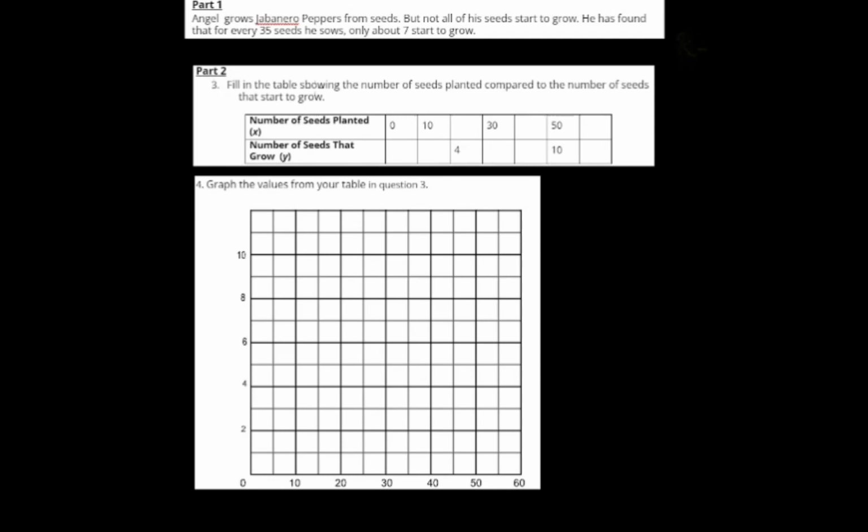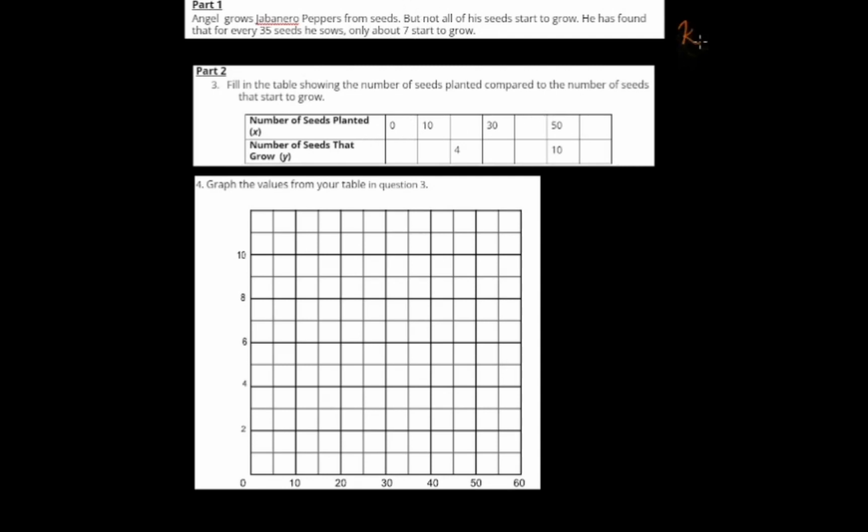Let's continue to number 3. Fill in the table showing the number of seeds planted compared to the number of seeds that start to grow. Here we see our table with the X value, number of seeds we plant, and then the corresponding number of seeds that grow. Now, to fill this out, we're going to need this information from the very beginning of the first part, where it says that for every 35 seeds Angel plants, only 7 grow. We're going to use that to find our constant of proportionality, and once we've got that, we can fill in this whole chart.